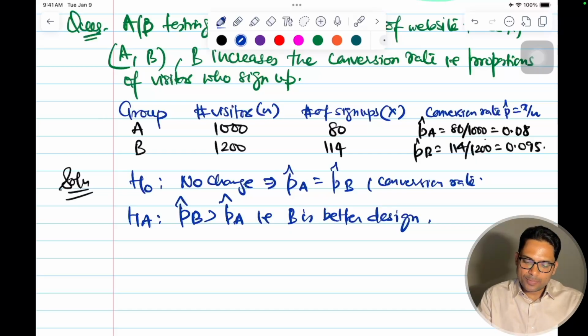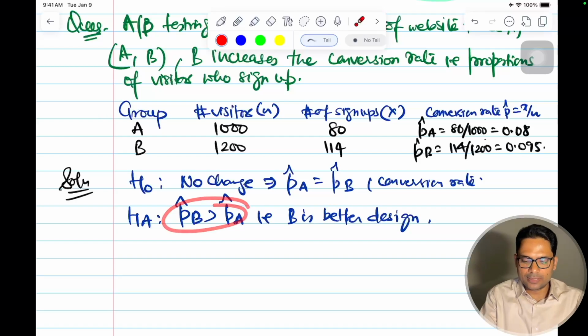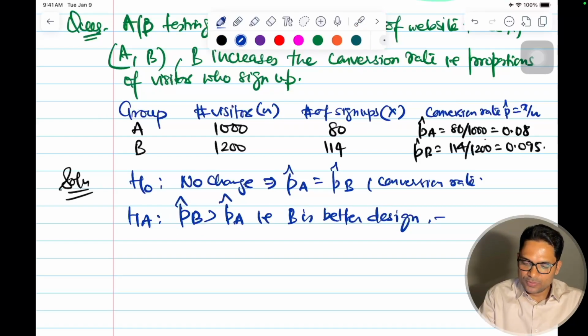Whenever we are saying something is greater than, this will be a right tail test, and this will be only a one tail test, because if it were not equal to, then we would be comparing on both sides, less than or greater than. But we have only one side. If it is greater than, I move to the right tail test. If it is less than, I move to the left tail test. As simple as that. So this will be a one tailed, right tailed test.